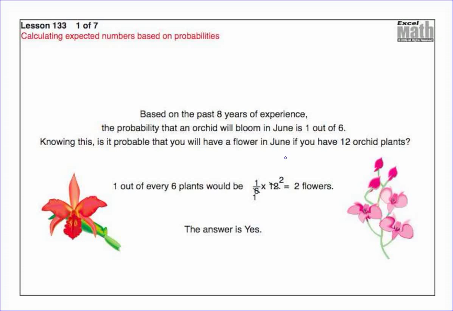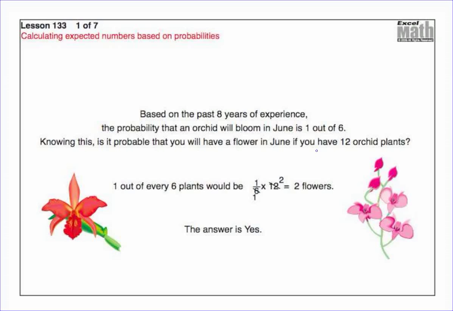Sixth grade Excel, lesson 133, calculating expected numbers based on probabilities. Talking about probabilities here. Based on the past 8 years of experience, the probability that an orchid will bloom in June is 1 out of 6. So every time they plant, say, an orchid bulb in the ground, 1 out of every 6 of those blooms in June in the past. Knowing this, it is probable that you will have a flower in June.